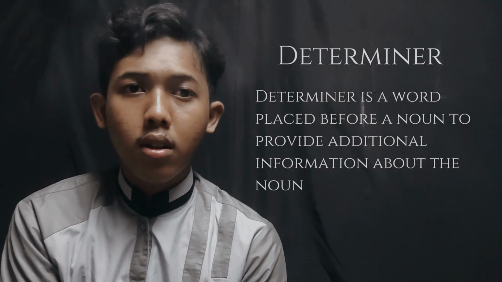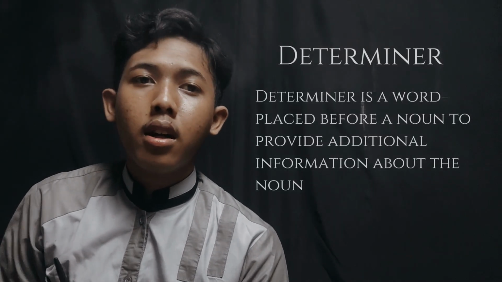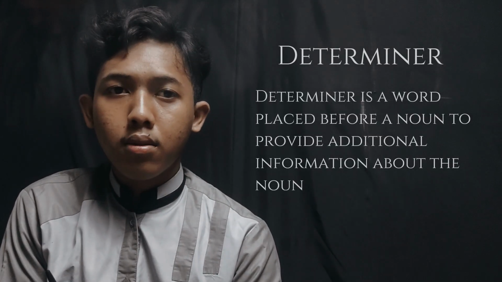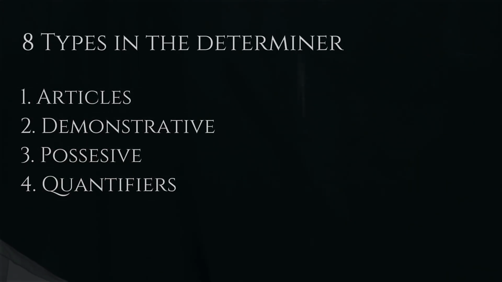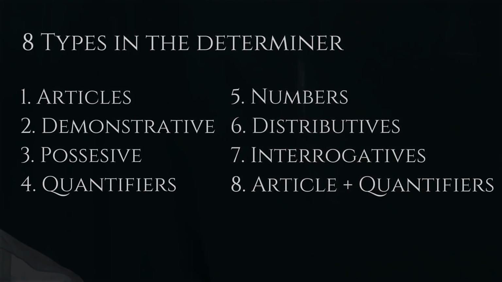Okay, for the next, our discussion is determiner. A determiner is a word placed before a noun to provide additional information about the noun. There are eight types of determiners: article, demonstrative, possessives, quantifiers, numbers, distributives, interrogatives, and the last, articles plus quantifiers.